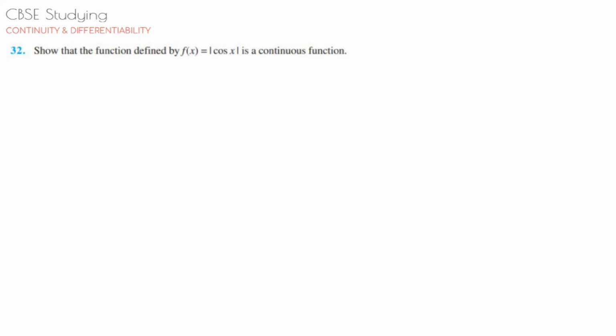Then prove that g of x is continuous. Then prove that h of x is continuous. If both are continuous, g of h of x is also going to be continuous, and hence we can say that f of x is continuous. So let's quickly write it down and solve the question. So we will say that let g of x be equal to modulus of x, and let h of x be equal to cos x.